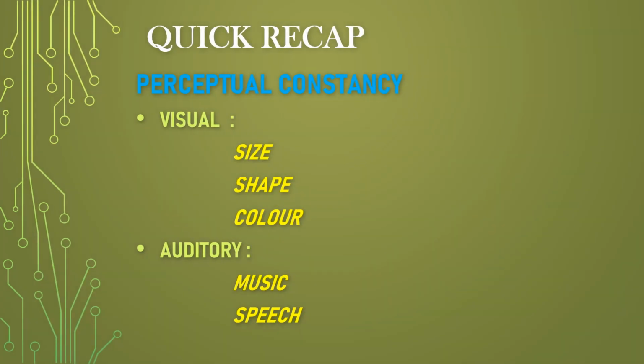Now let's have a quick recap on what we have learned. We have learned what perceptual constancy is. It helps to explain why we see things in a certain way, regardless of how they are. It also helps us to keep our external environment ordered and predictable. And it helps us to feel a sense of safety. We have seen the visual constancies like size, shape and color, and the auditory constancies like music and speech.